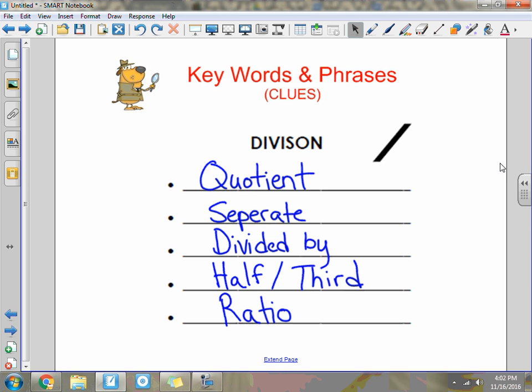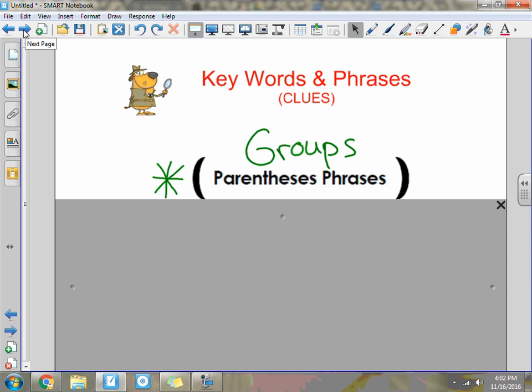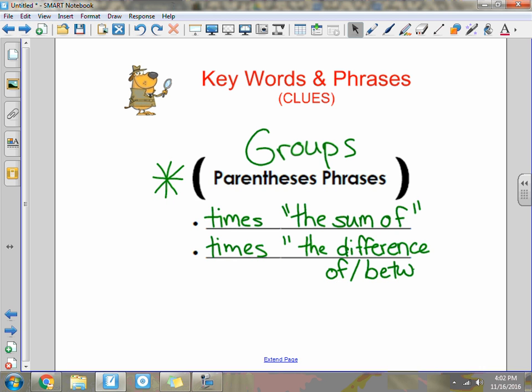So now we've talked about most of our words, we're going to talk about the ones that are really tricky. We have two groups. One of these is the parentheses phrases, and I want you guys to write in the word groups above there with a little star. These are ones that are going to give you clues that you need to have parentheses when you write out your math problem using the symbols and the numbers. So when we see something that says times the sum of, or times the difference of, or between, those are clues that whatever I have in those quotes there, so like if I say the sum of or the difference of, you're going to have parentheses before you can multiply by the other piece.